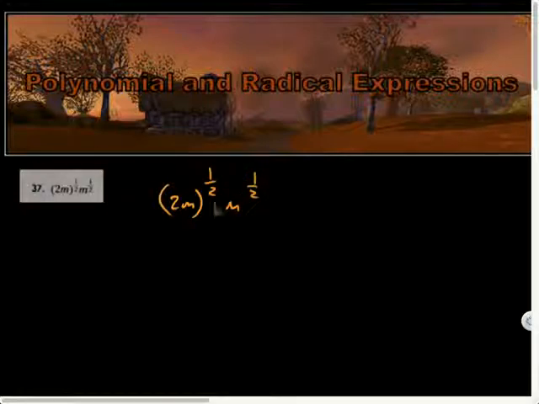So let's see. Step 1, I've got a parentheses here, and I can distribute an exponent over multiplication. So I'll have 2 to the half, m to the half, m to the half. Why is there 2m to the half? Because this m is to the half, and that m was already to the half. So m to the half times m to the half, what do I do?